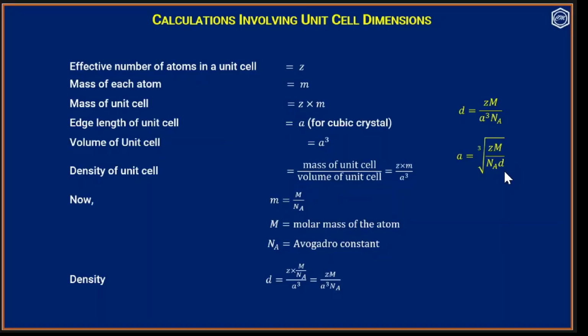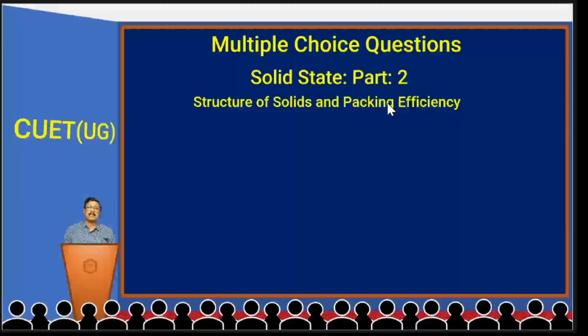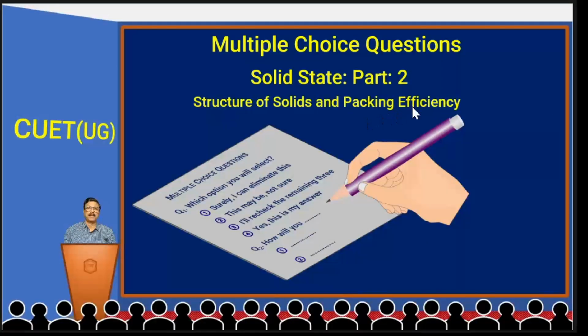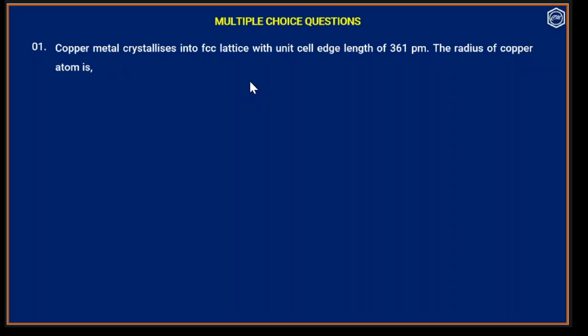Let us work out some multiple choice questions from solid state part 2. Structure of solids and packing efficiency. Copper metal crystallizes in the FCC lattice with the unit cell edge length of 361 picometer. The radius of copper atom is option 1, 127 picometer, 181 picometer, 157 picometer, 108 picometer.